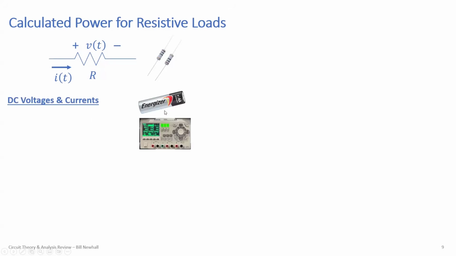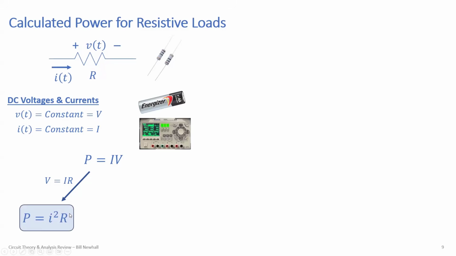Okay, so for DC voltages and currents, like a battery or a DC power supply, V of t is a constant, I of t is a constant. So we could just call those V and I. Power is I times V. And for a resistive load, V equals IR, that's Ohm's law, and power is I squared R. I is equal to V over R, so power is V squared over R. So that's where these power calculations come from for resistances. This is a DC example here.